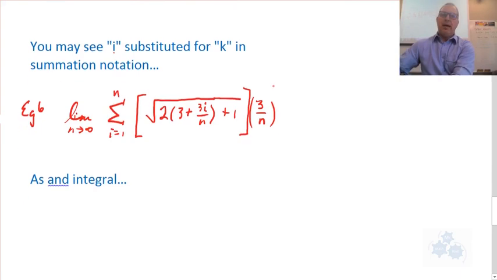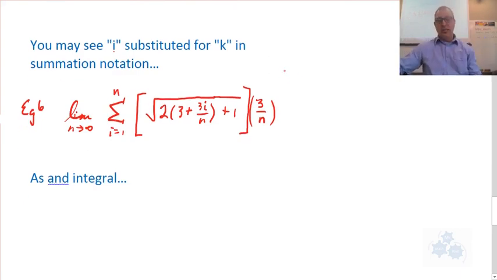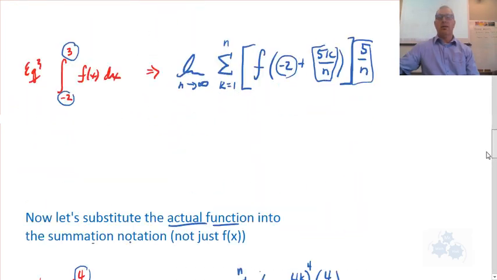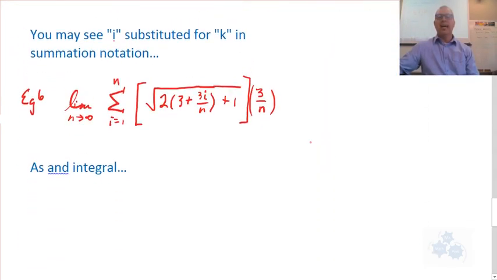Another thing I'd like to point out: this particular question used K, but in your textbook and in a lot of different places, you'll see I instead of K. So I have a couple more examples where I show you that this does not have to be K, it can be I. You'll see that in some of the textbooks you're going to be using. It's exactly the same. All right?